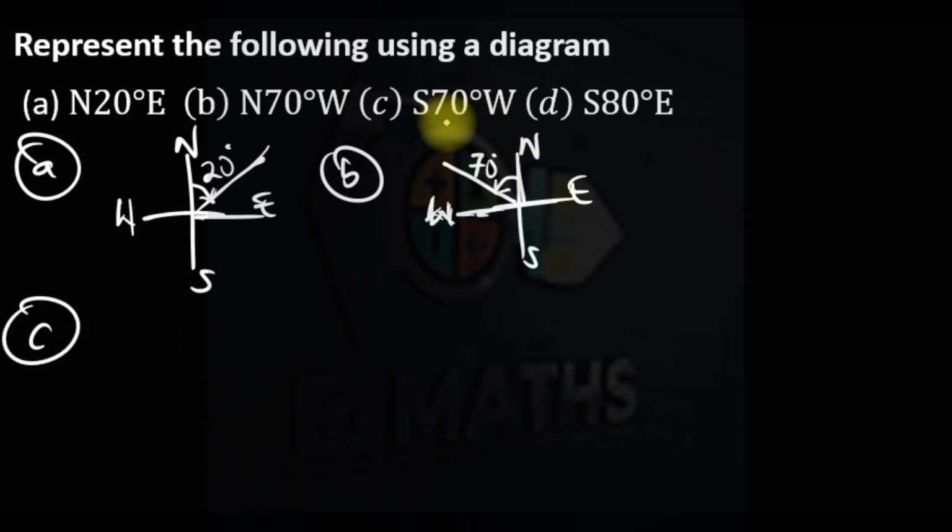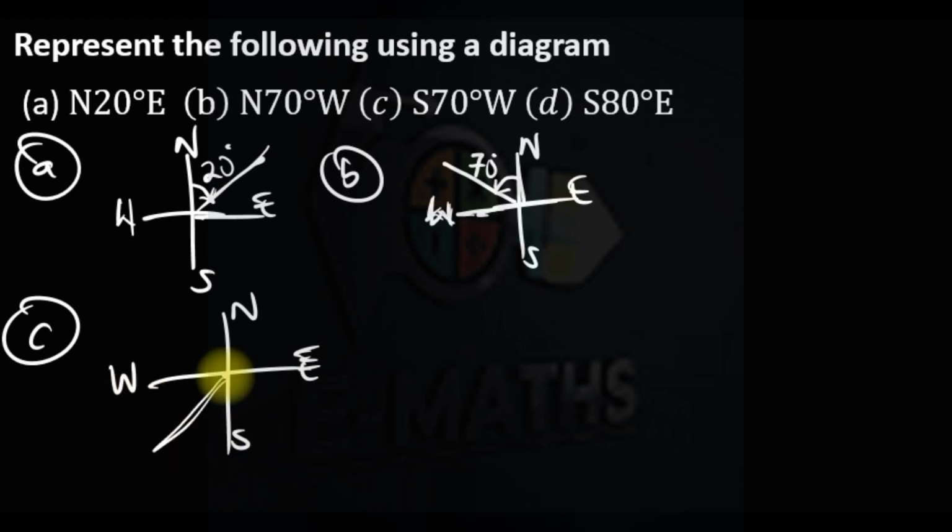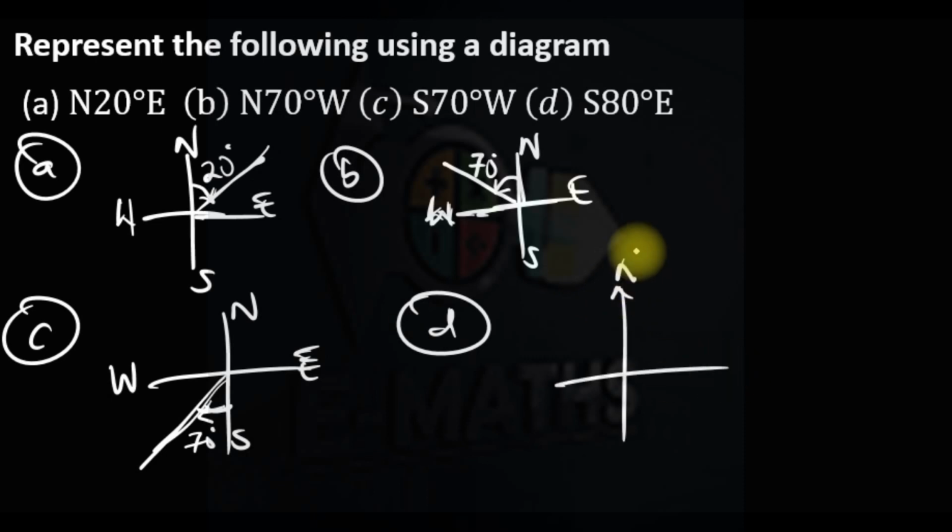Now the third one, south west. We'll draw north, south, east, west. This is west, so 70. So this is our 70: south 70 west. Now the last one: north, east, south, west. South east. So we'll move.